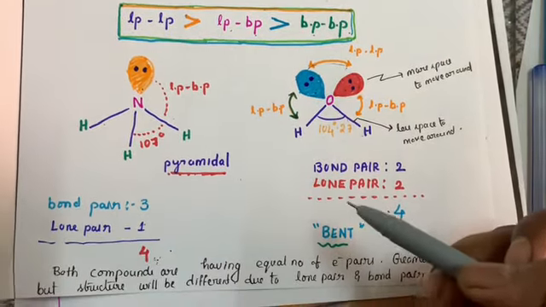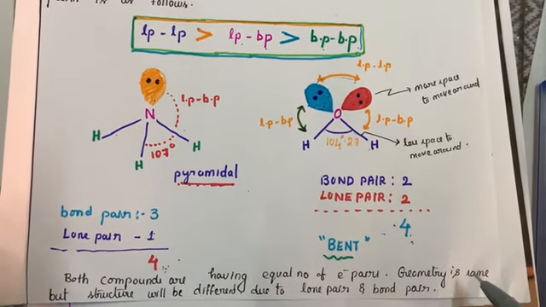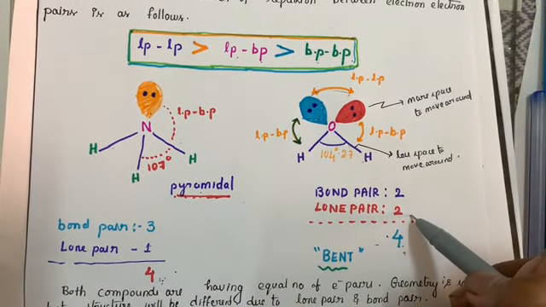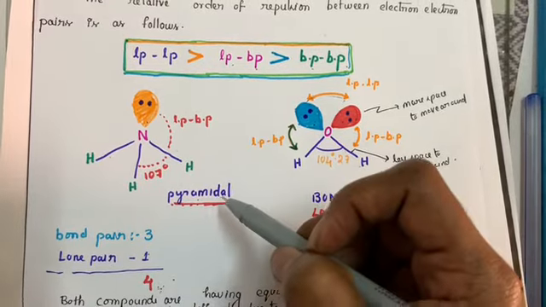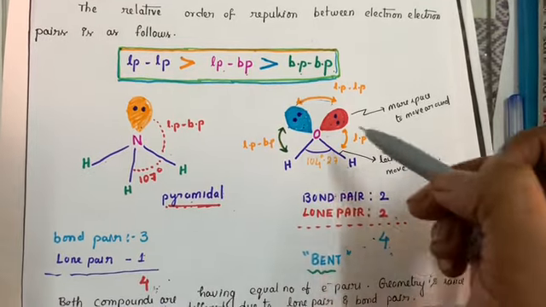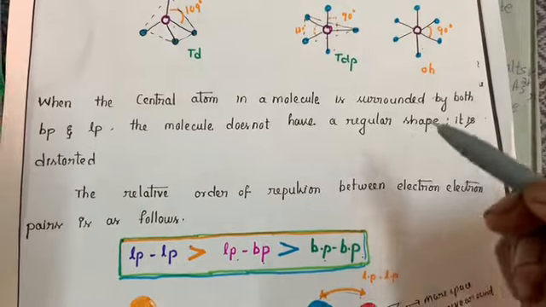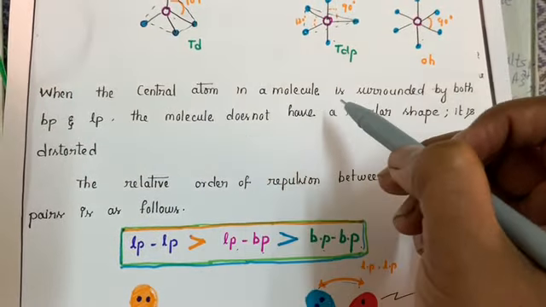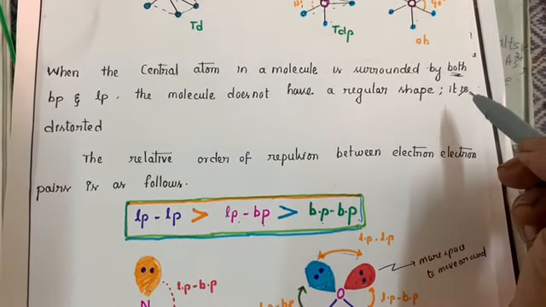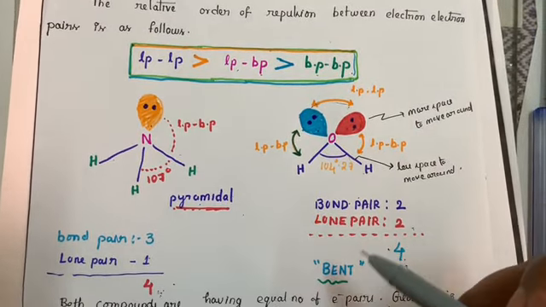So in this case, you can see both compounds have an equal number of electron pairs, and the geometry is the same, but the structure is what? The structure is, one is pyramidal and another is bent shape. So both are said to be distorted structures. Why distorted? Because apart from bond pairs, they also consist of lone pairs. So that's the fourth postulate. Here you see, when the central atom in a molecule is surrounded by both bond pairs and lone pairs, then the shape is called a distorted shape. So these are all examples of distorted molecules.